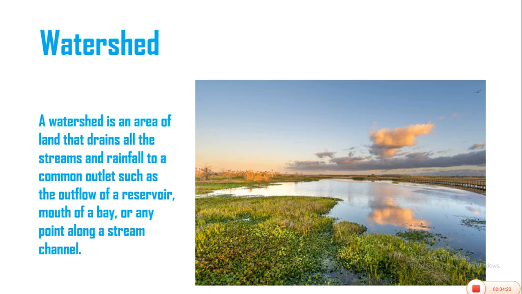Watershed. A watershed is an area of land that drains all the streams and rainfall to a common outlet, such as the outflow of a reservoir, mouth of a bay, or any other point along a stream or channel. That's the watershed. It's collecting all the water flows to this reservoir.